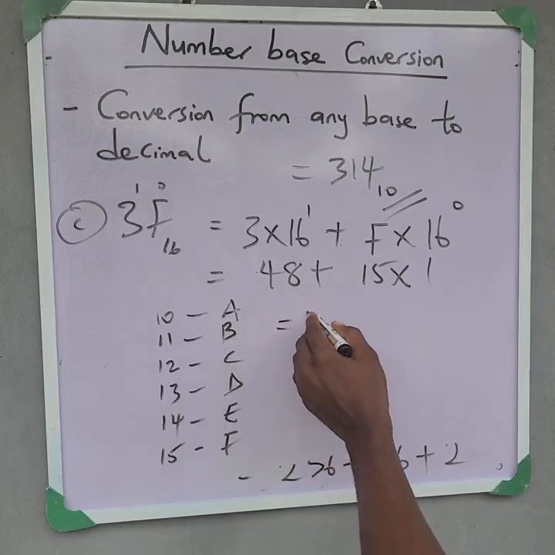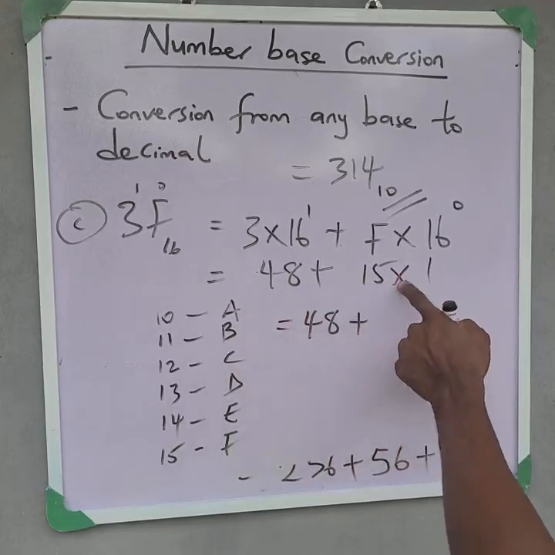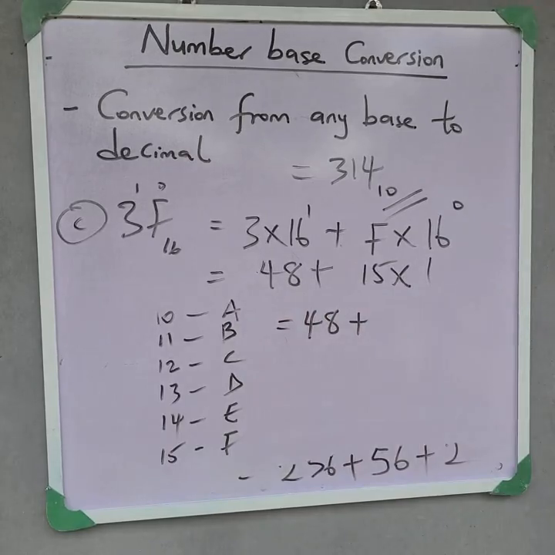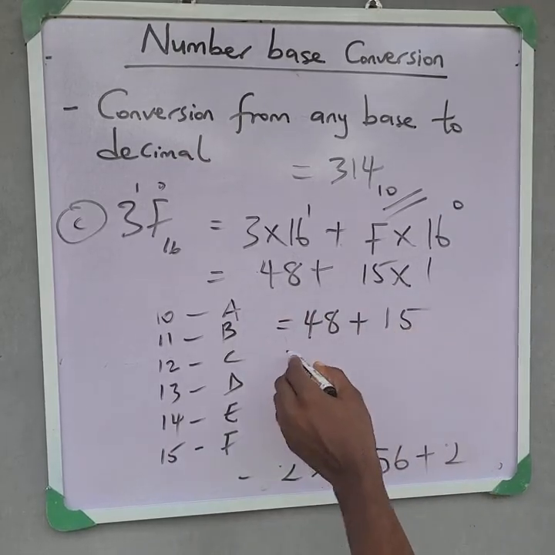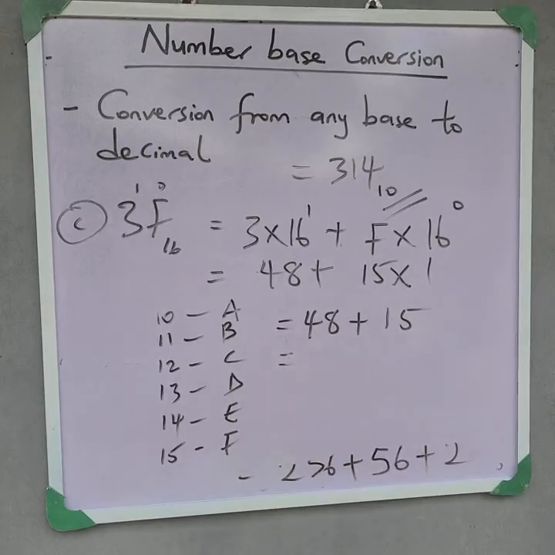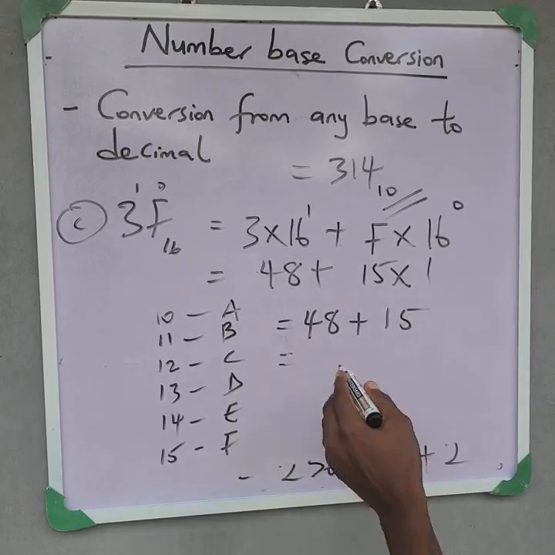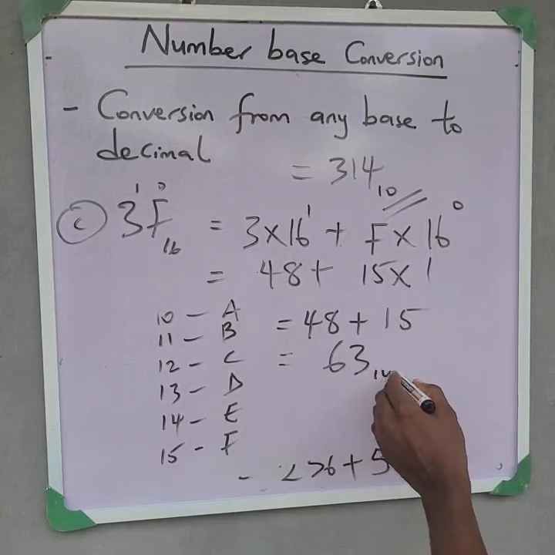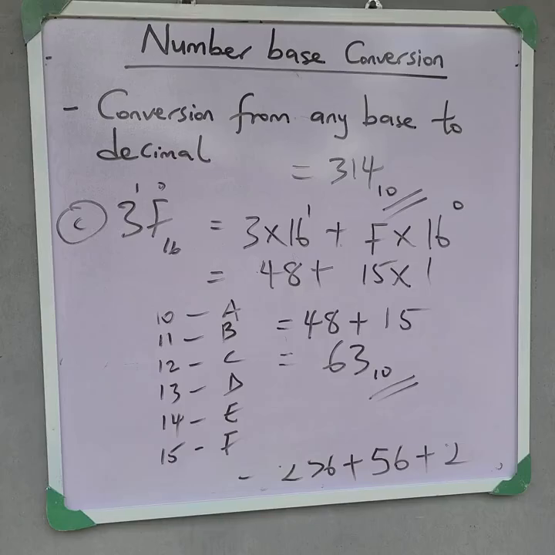So this is equal to 48 plus 15 times 1. 15 times 1 is 15. So you have 48 plus 15, and 48 plus 15 is 63. So this is 63 in base 10. So converting 3f in base 16 to base 10 is 63 base 10.